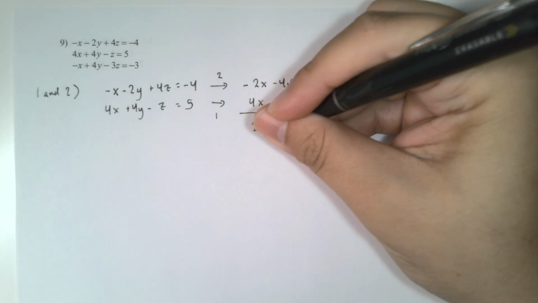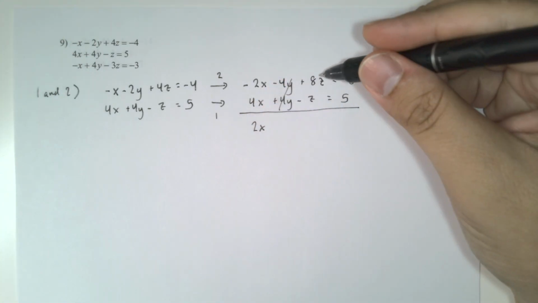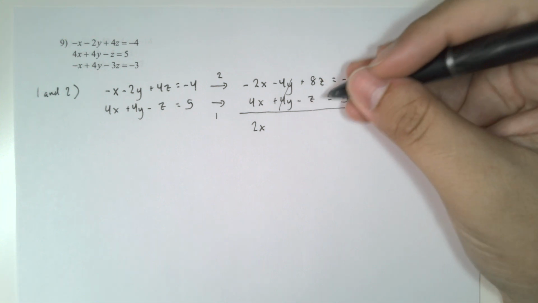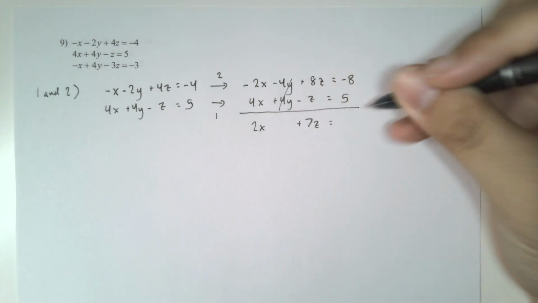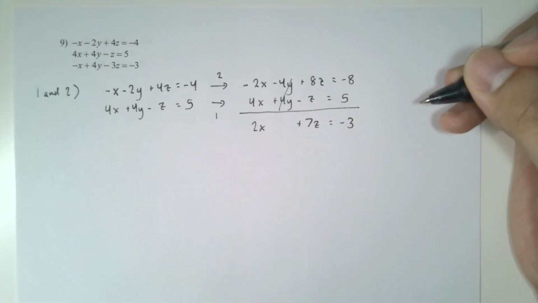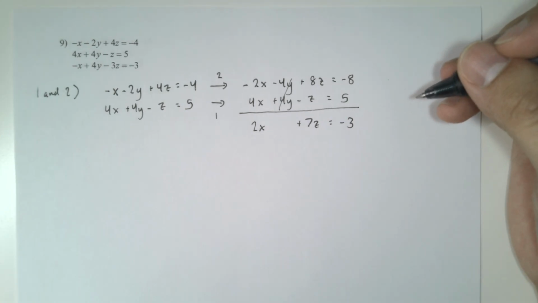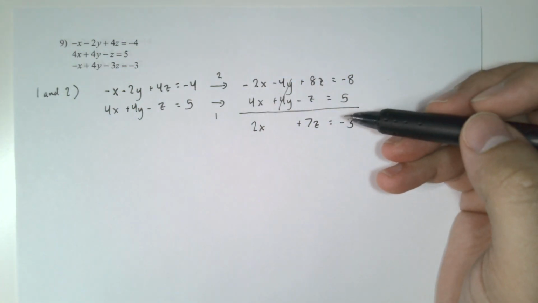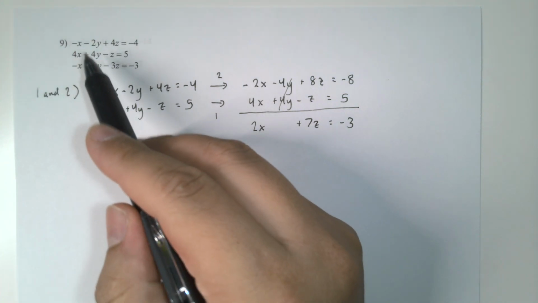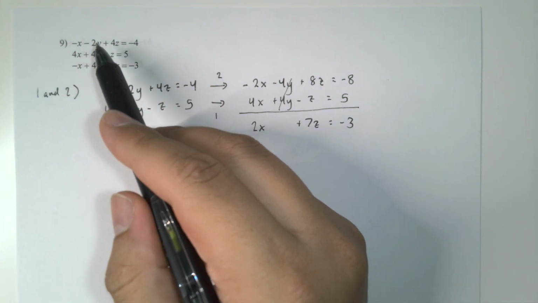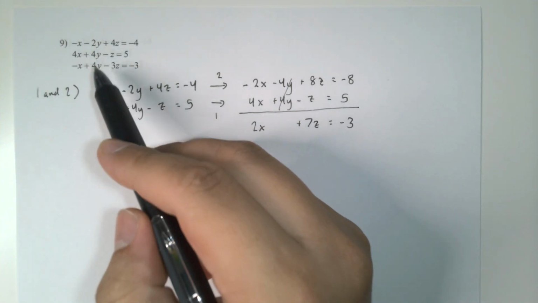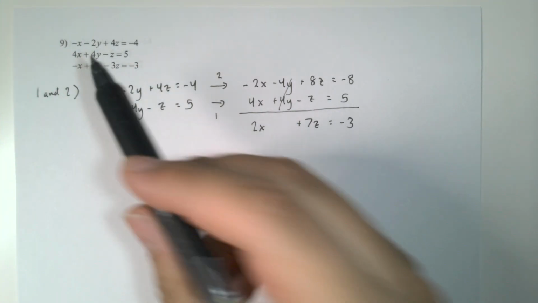Now that the y's will cancel, when we add these together, we have negative 2x plus 4x, and that's going to be 2x, and then we have negative 8z plus z, minus z. It's going to be plus 7z, and that's equal to negative 3. Okay. So that was using equations 1 and 2. Now let's use equations 1 and 3. Same thing, we're going to multiply the top one by 2 just to make this a negative 4 and cancel with the positive 4.